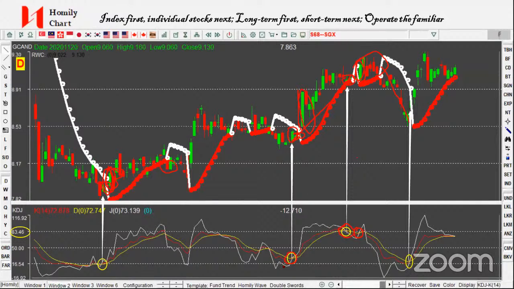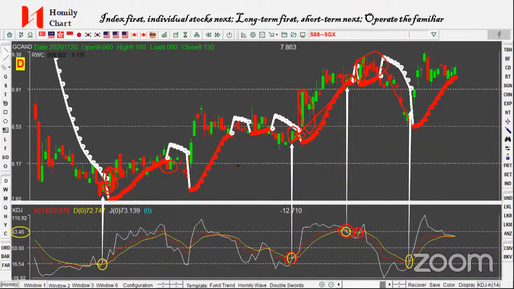So this is the right approach to apply an indicator. You need to know the feature of the indicator. You need to know what situation is the best to apply the indicator. Red and white circle is for a short-term unilateral market. KDJ is also short-term but for a volatile market, especially a wide-range volatile market. If it's narrow sideways, KDJ also doesn't work. But if it's this kind of volatile market, then it's very applicable for KDJ.